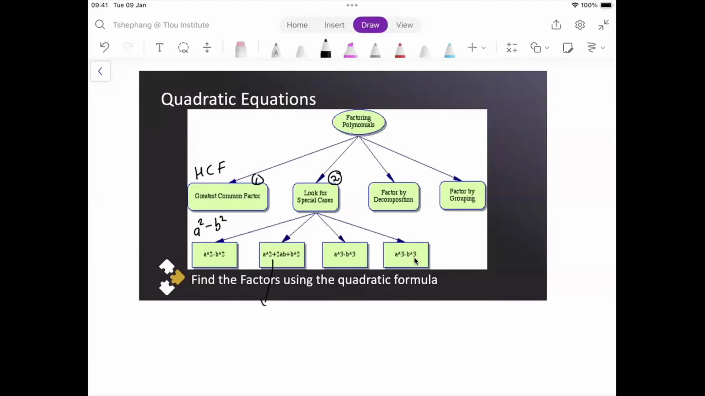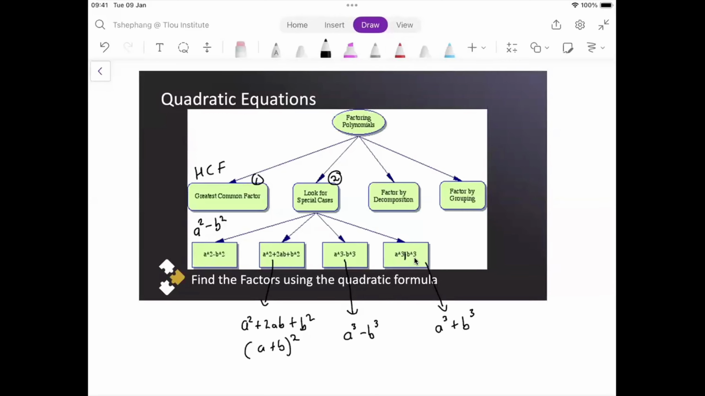Or look at this case: a squared plus 2ab plus b squared. This is when you have (a plus b) all squared. Alternatively, you're going to look at the difference of cubes, a to the power of 3 minus b to the power of 3. And finally, the sum of cubes, with a plus in between. You need to remember these. Unfortunately, they are not given on a formula sheet, so you have to do a lot of practice. Also, you can factor by decomposing whatever sum they have given you, or you can factor by grouping.